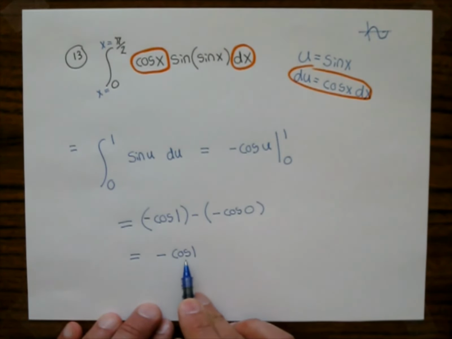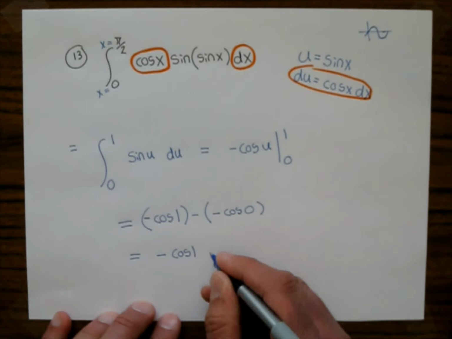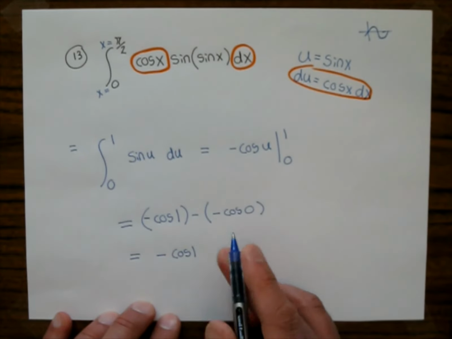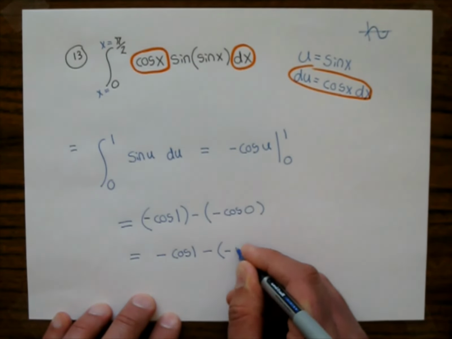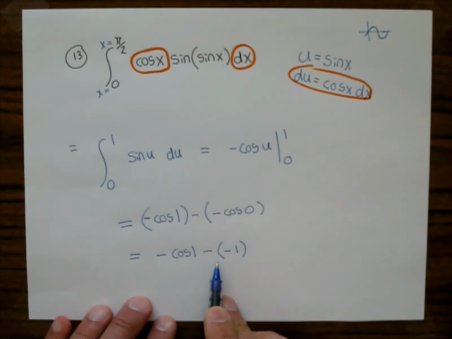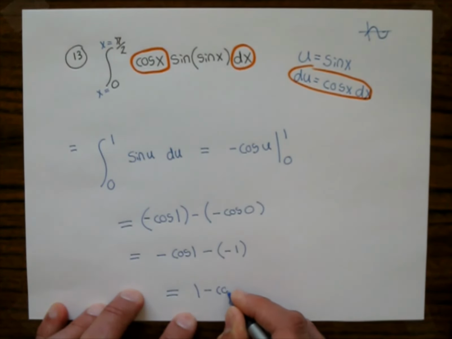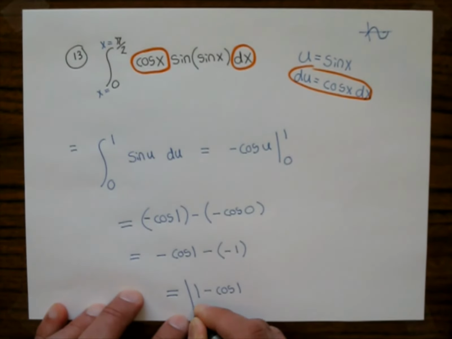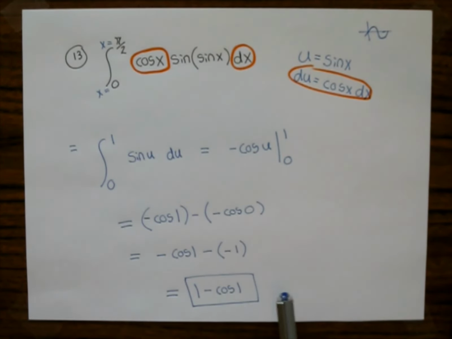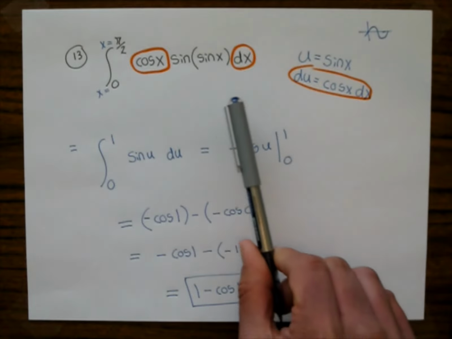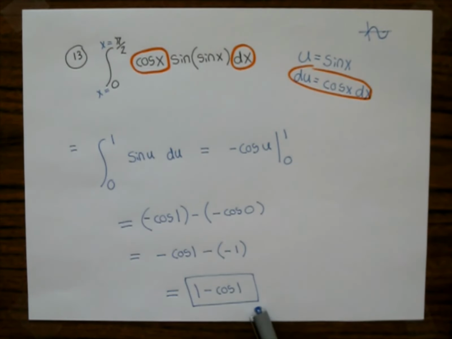If I didn't have a calculator or I had to give an exact answer, I would keep it like this. And then the cosine of 0 is 1. So this is minus negative 1, which is really just a positive 1 there. So your final answer is going to be 1 minus the cosine of 1. And this time I will not do the eyeball method, but if you eyeballed this one, you would get exactly the same answer. Let's do problem number 14, another problem that I took from an even problem from the homework.